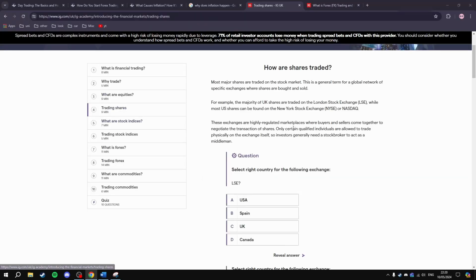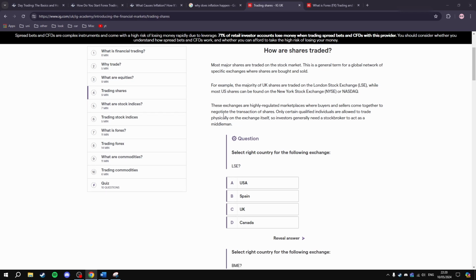For example, the majority of UK shares are traded on the London Stock Exchange, while most of the US shares can be found on the New York Stock Exchange, or NASDAQ. These exchanges are highly regulated marketplaces where buyers and sellers come together to negotiate the transaction of shares. Only certain qualified individuals are allowed to trade physically on the exchange itself, so investors generally need a stockbroker to act as a middleman.